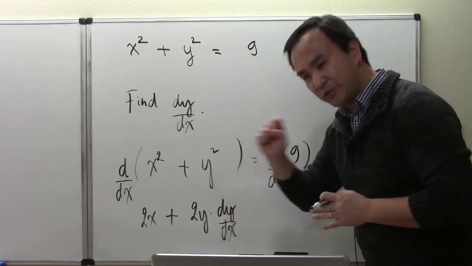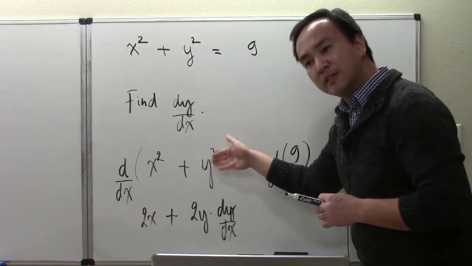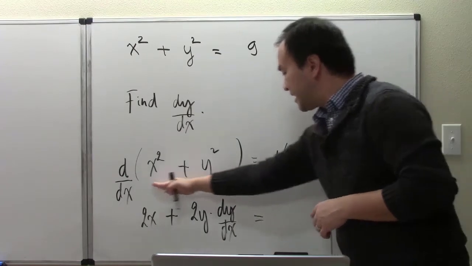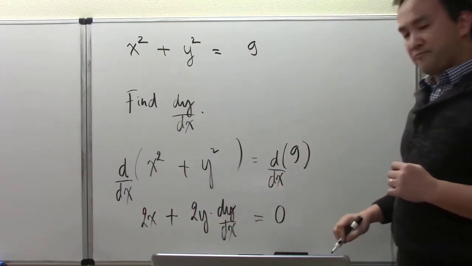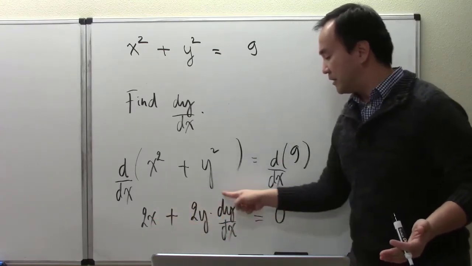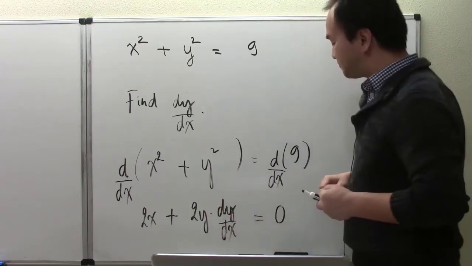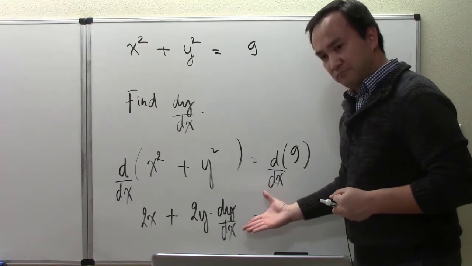And ultimately, recall again, we are treating y as an implicit function of x. And so that takes care of the left hand side. The right hand side now becomes a 0. And then from that point on, we are going to solve for the dy/dx expression right here, and that's how implicit differentiation was done.